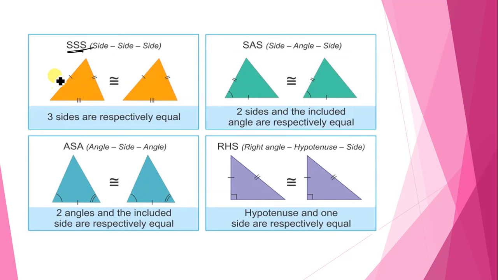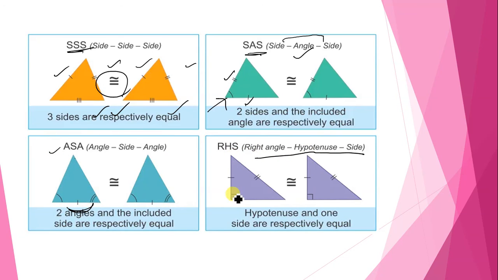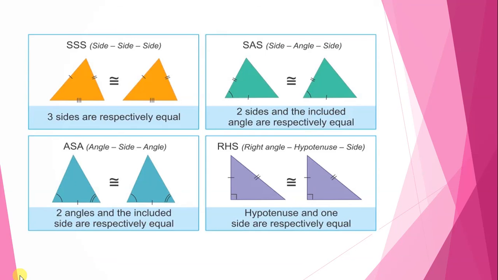Now in short, SSS means side, side, side. Here all the sides are equal, so they will be congruent. SAS, when two sides and the included angle are equal, they will be congruent. ASA, angle, side, angle, two angles and the included side. And right angle hypotenuse side, when the hypotenuse and one side are respectively equal, they will be congruent. Clear?